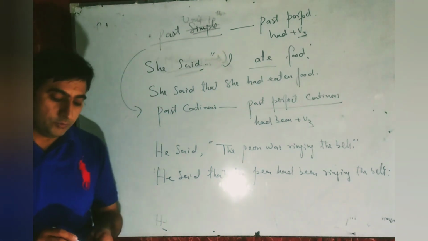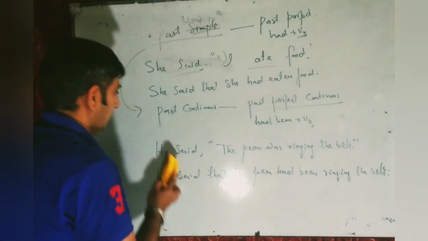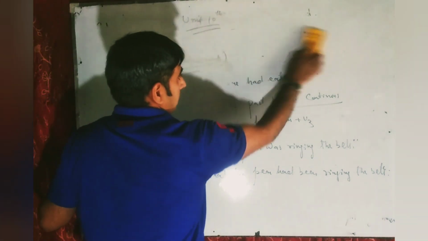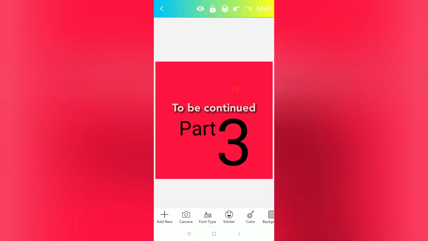Now the fifth rule, we use with the interrogative sentences. Now, how to change interrogative and exclamatory sentences? Watch part three, which is very important.